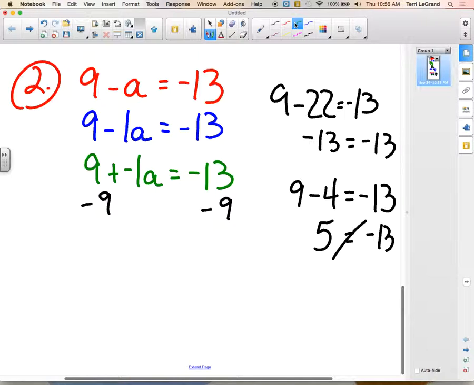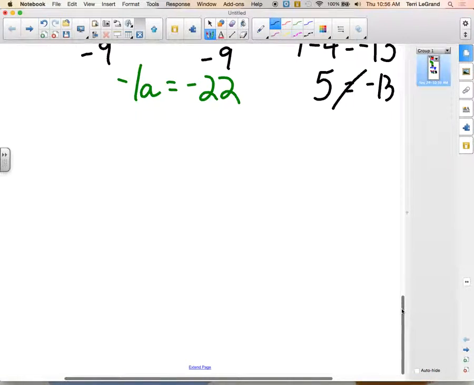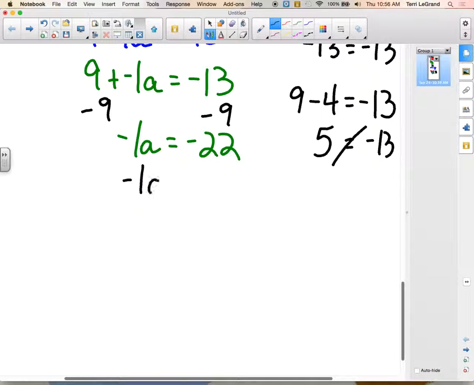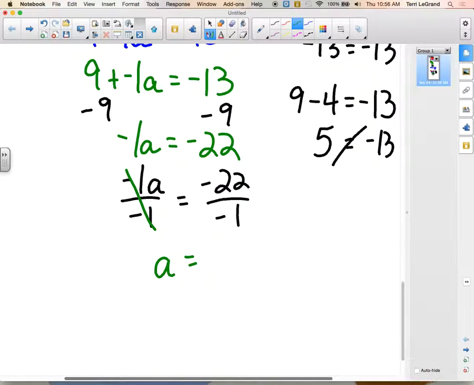So, somewhere along the line, some of us didn't figure out how to do this without the calculator. Negative 1a is what's left on the left side. What's our last move? Aurora? Divide by negative 1. So I divide both sides by negative 1. And I do get a negative divided by negative is a positive. 22 divided by 1 is 22. That's how Jessie must have got her answer.